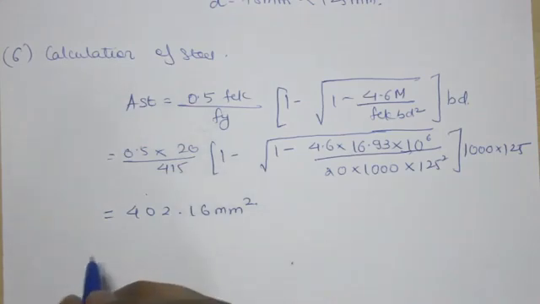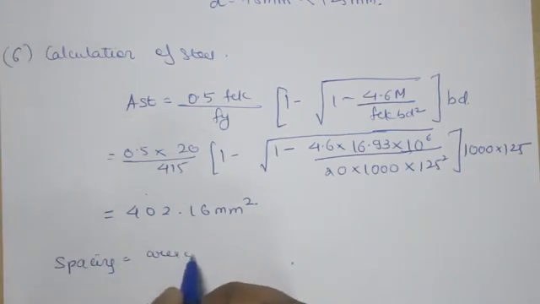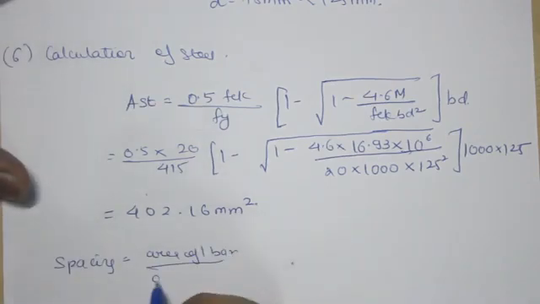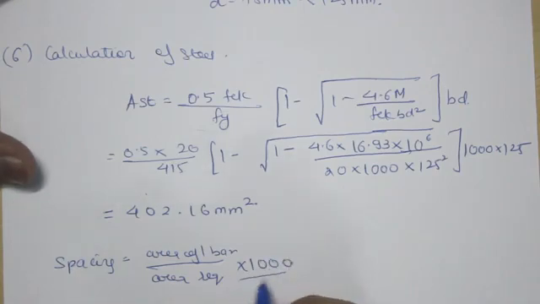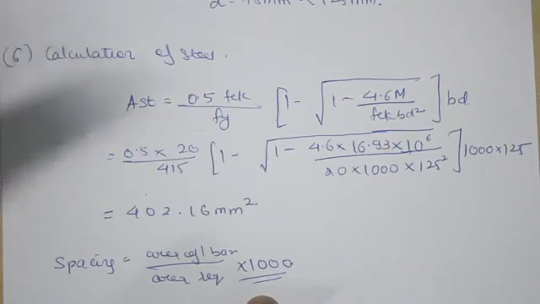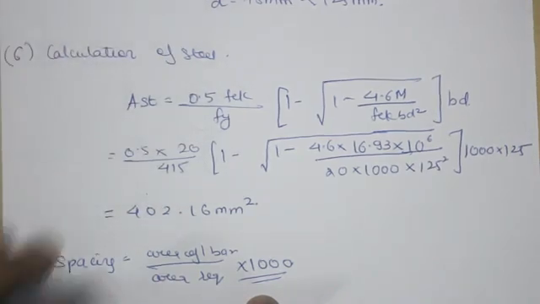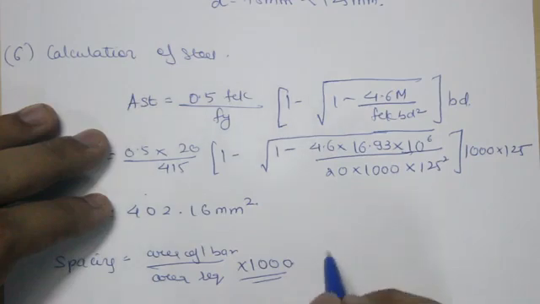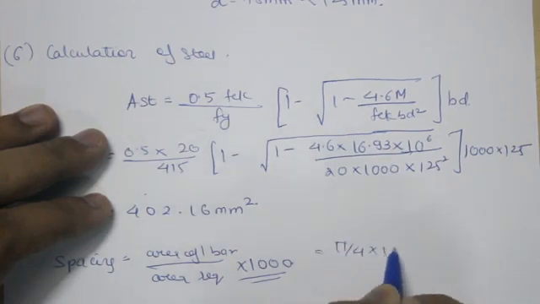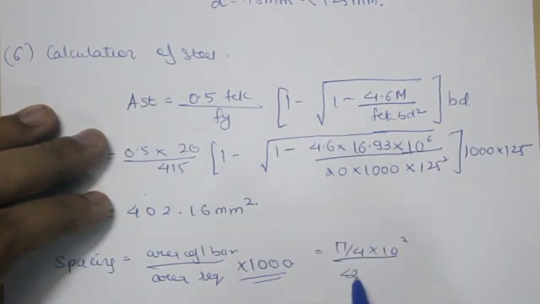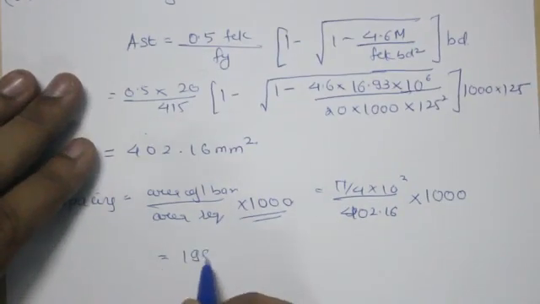So the spacing can be calculated by spacing is equal to area of 1 bar upon area required multiplied by 1000. This is the width of the slab, because we have to calculate the spacing per meter width. So the area of 10 mm bar would be pi by 4 multiplied by 10 square upon 402.16 multiplied by 1000. So we get spacing as 195 mm.